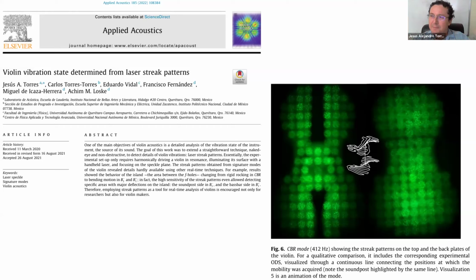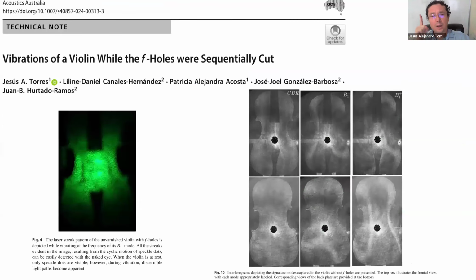And this is very interesting, I think. And this technique is very powerful to be playing with this phenomenon. And it's very simple to implement. In fact, we use this technique as a complementary technique to see interferograms in an optics lab.